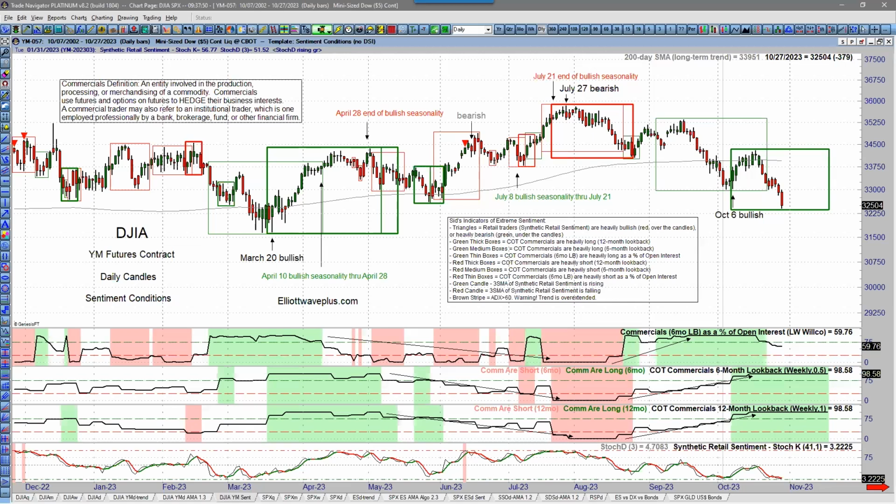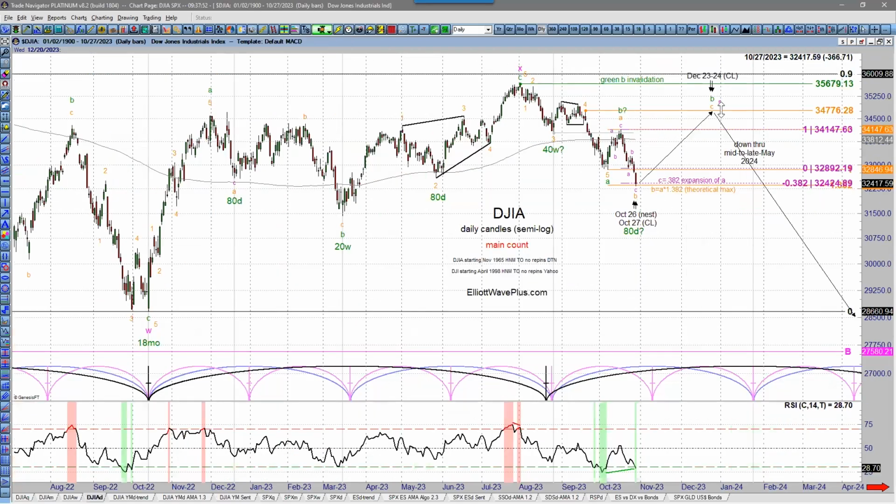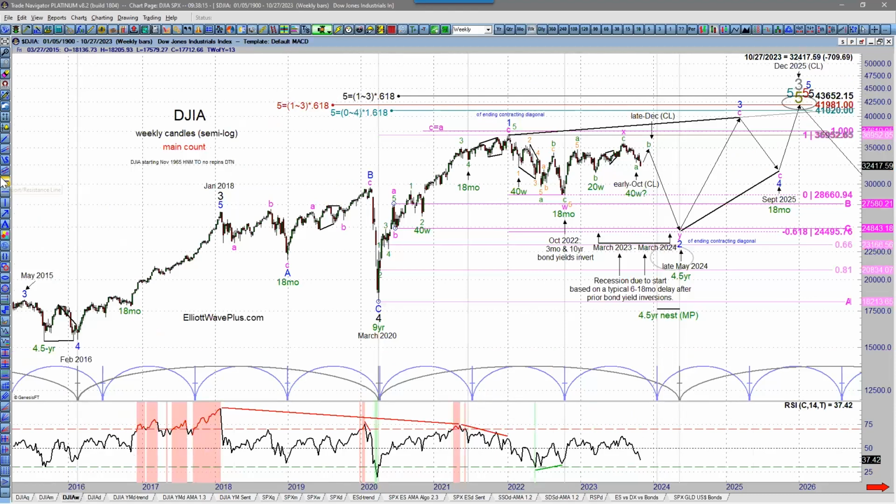Am I expecting a new high for the year? No. I'm just looking for a return to the wave four of one lesser degree. So in other words, I'm expecting a three wave A, three wave B, and a five wave C back to the wave four of one lesser degree. That would be at 34,776. Then the pretty awful first couple quarters of next year.